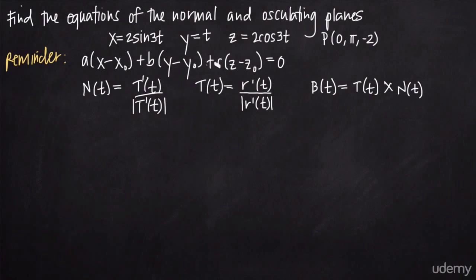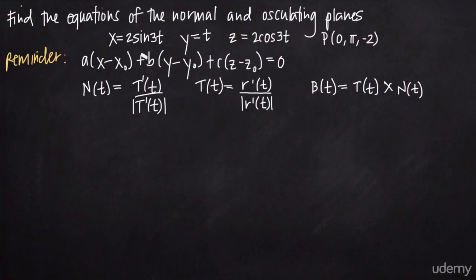As a reminder, I've written some equations that we're going to need. This is the equation of a plane, just the basic equation of a plane. Remember that A is the slope in the x direction, B is the slope in the y direction, and C is the slope in the z direction. We'll plug in the point (0, pi, -2) for x sub 0, y sub 0, and z sub 0. So we already have that. Really then, all we need to find the equation of the plane are the values for A, B, and C. And we're going to need two sets of values for A, B, and C: one for the normal plane, and another for the osculating plane.